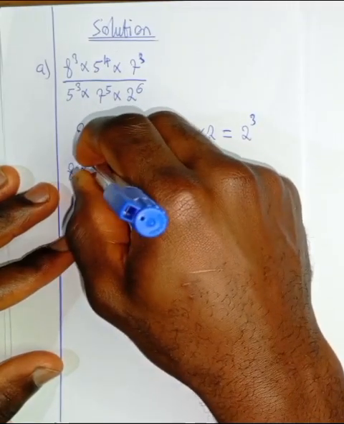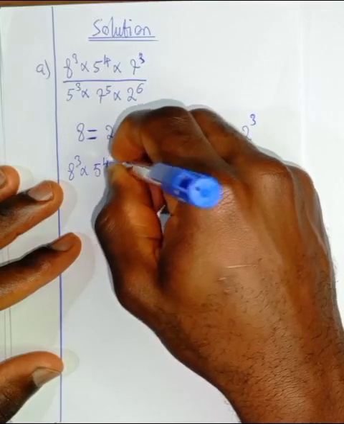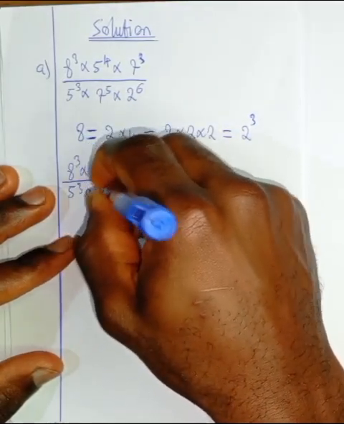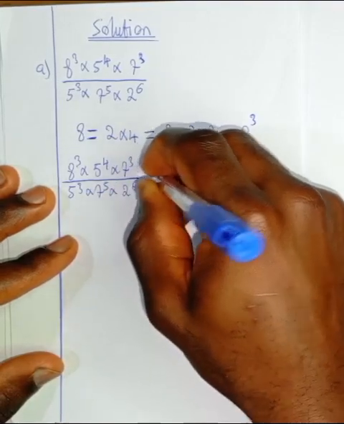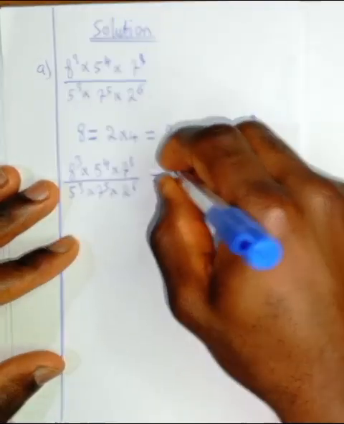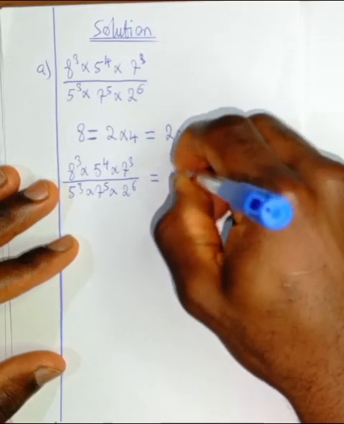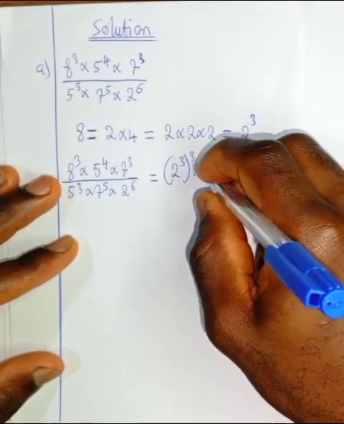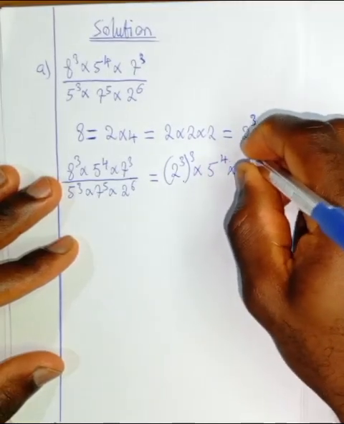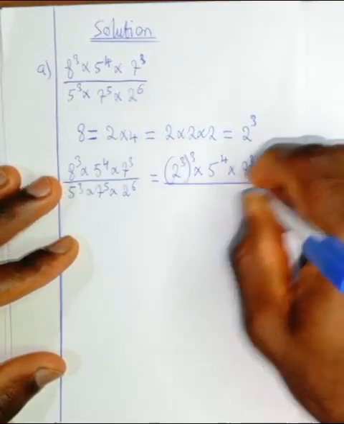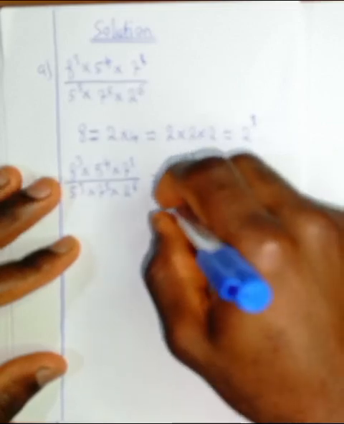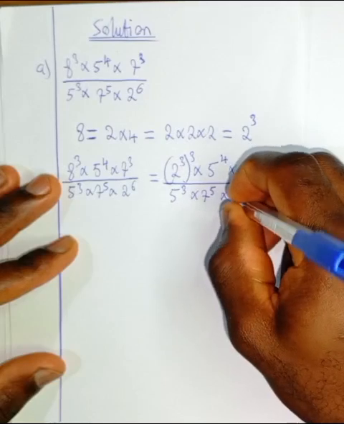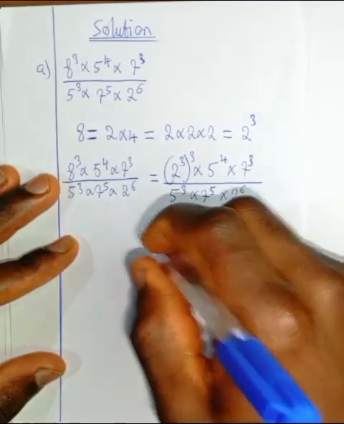8 raised to the power 3 times 5 raised to the power 4 times 7 raised to the power 3 all over 5 raised to the power 3 times 7 raised to the power 5 times 2 raised to the power 6 will simply be equal to, 8 is simply 2 raised to the power 3. We're going to raise all this to the power 3 times 5 raised to the power 4. 5 is a prime number times 7 raised to the power 3. 7 is a prime number all over 5 raised to the power 3. 5 is a prime number times 7 raised to the power 5. 7 is a prime number times 2 raised to the power 6. 2 is a prime number.